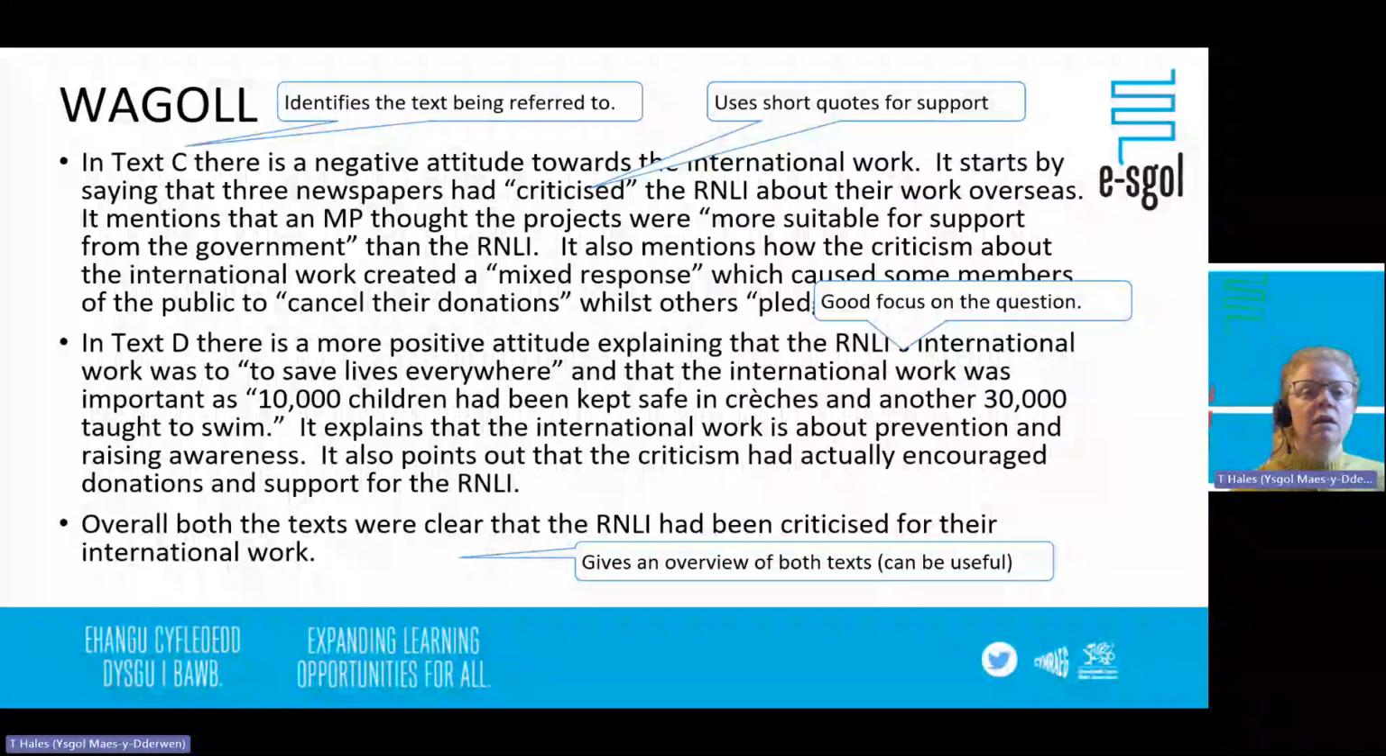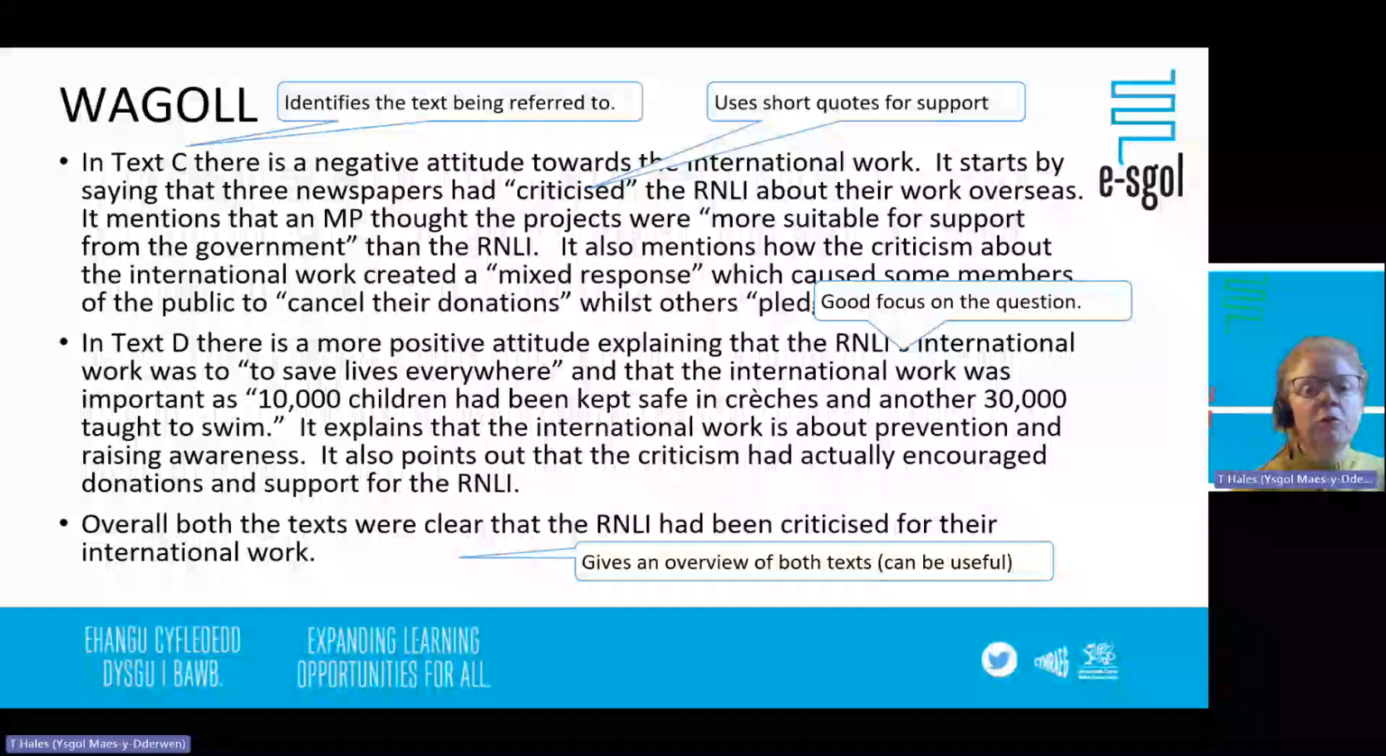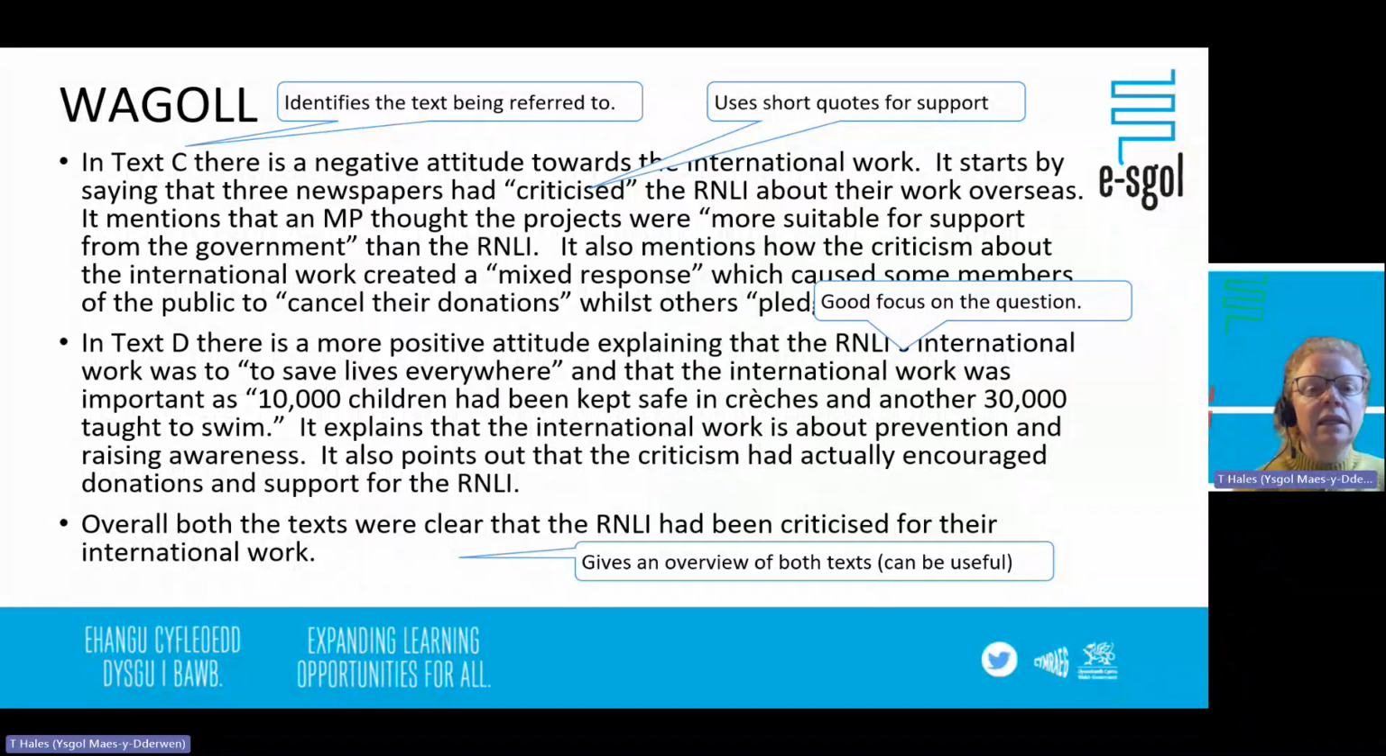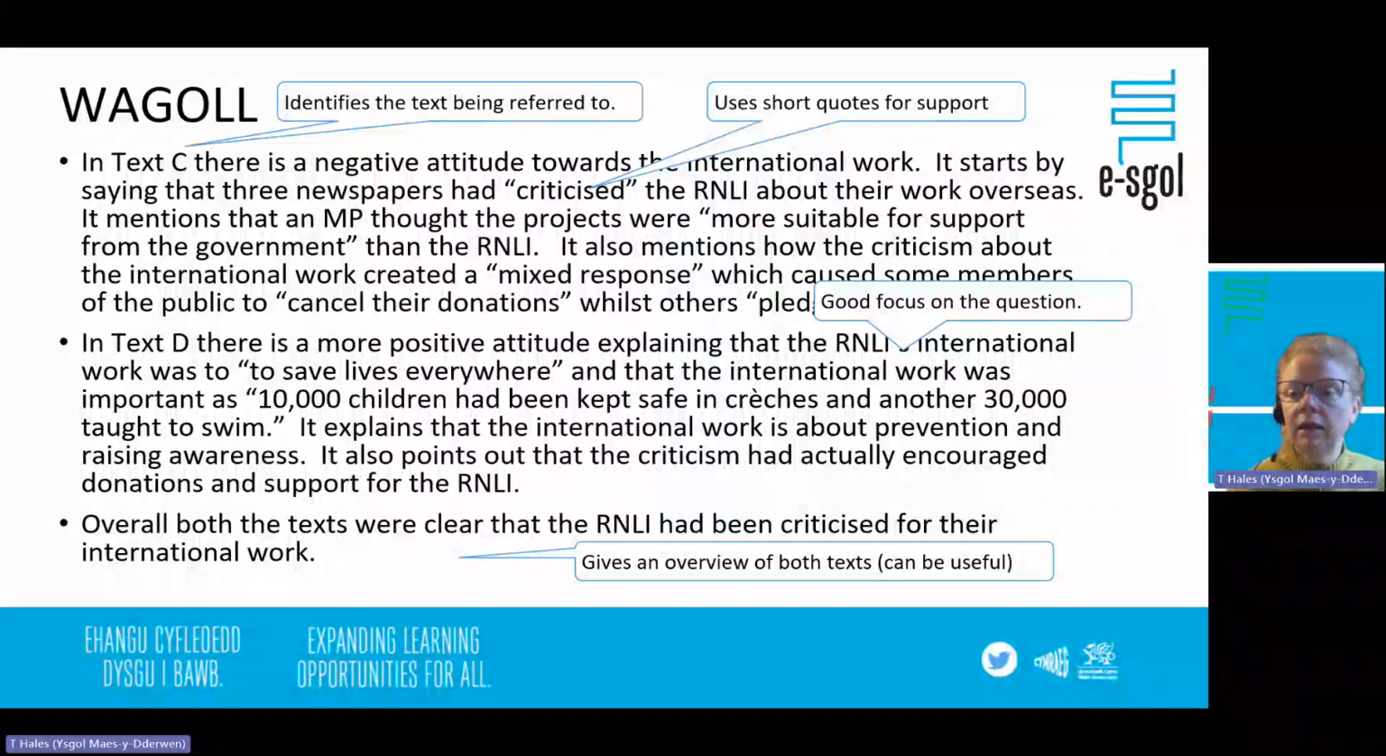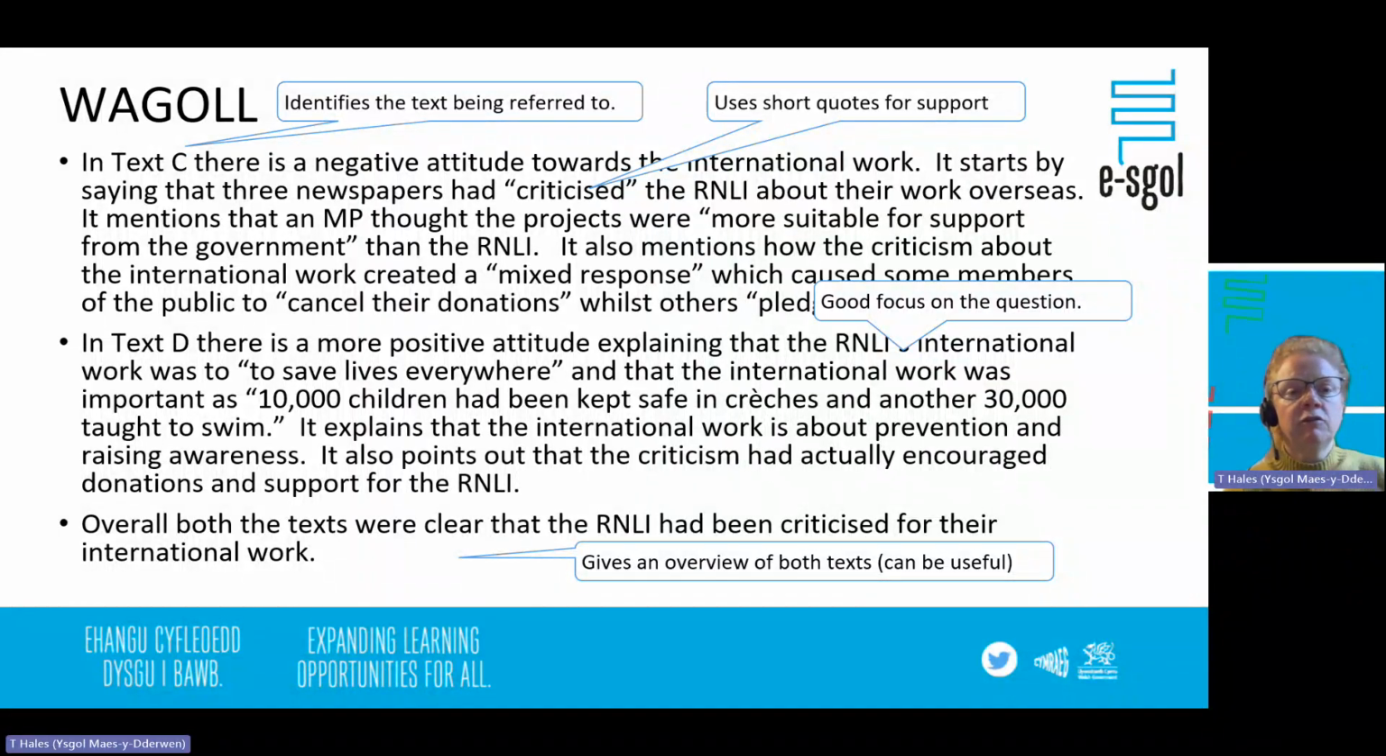I've done text C. I've managed to identify text C. I've used short quotes, and I've made sure I've focused on that question by bringing back the international work in my response. I then wrote about text D, and I finished with an overview of both texts, which is a useful way of doing it. It's a useful way of summing it up. So in that answer, there are 10 things mentioned, 5 from C, 5 from D. There are quotes that are used to back up the points, and there is an overview of both texts. So it's a generally solid answer.